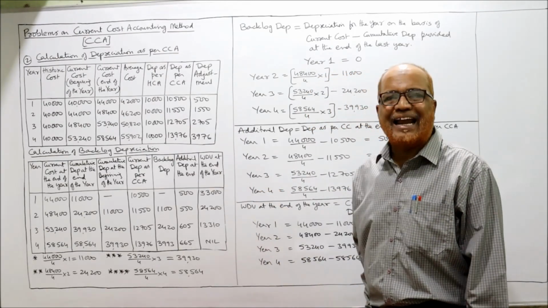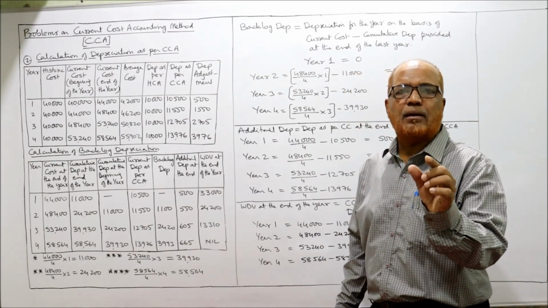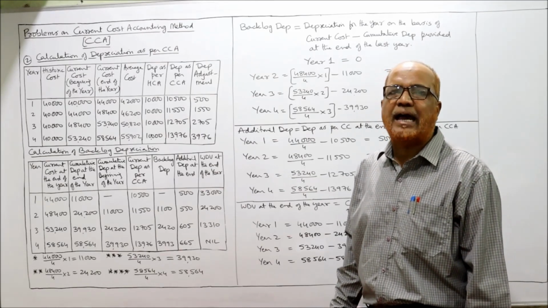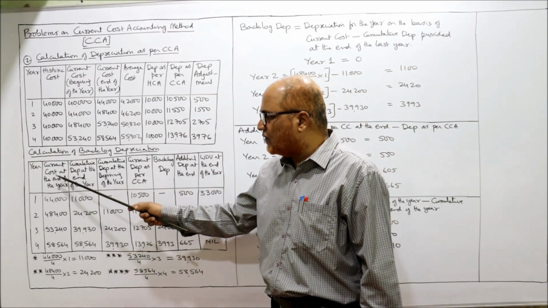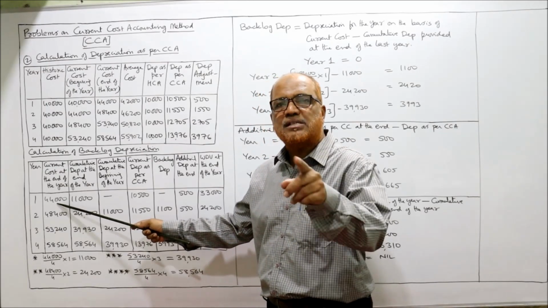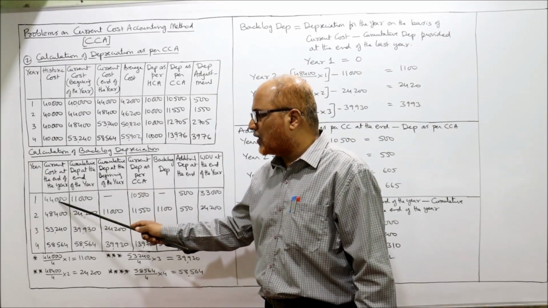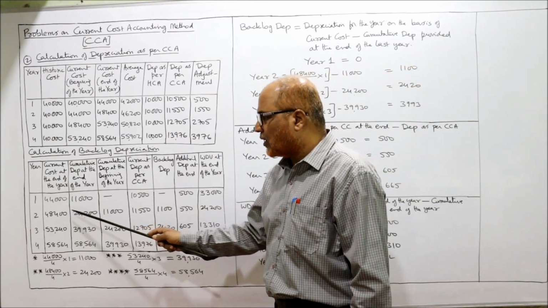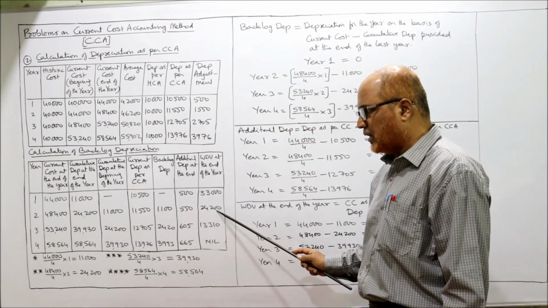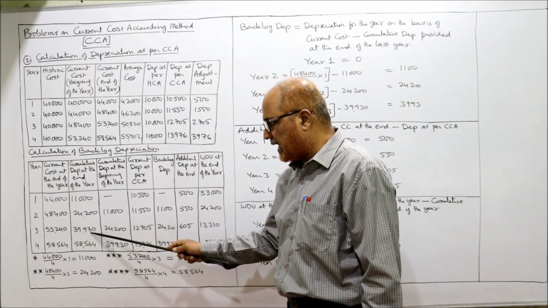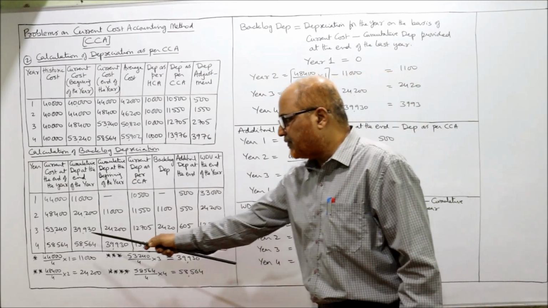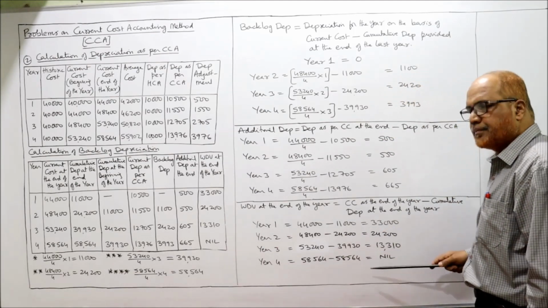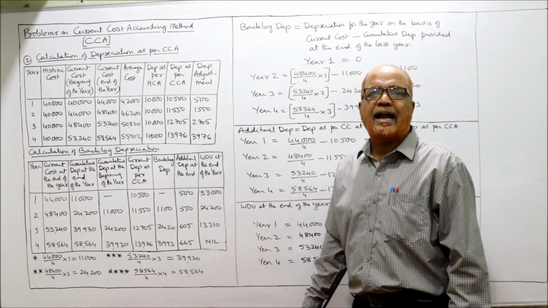Lastly, WDV at the end of the year. Simply, WDV at the end of the year means the current cost at the end of the year minus cumulative depreciation at the end of the year. Current cost at the end of the year is 44,000. Cumulative depreciation at the end of the year is 11,000. So 44,000 minus 11,000, you will get 33,000. Similarly, 48,400 minus 24,200, 24,200. 53,240 minus 39,930, 13,310. 58,564 minus 58,564, nil. Here I have shown the calculations. So this is the WDV at the end of the year.